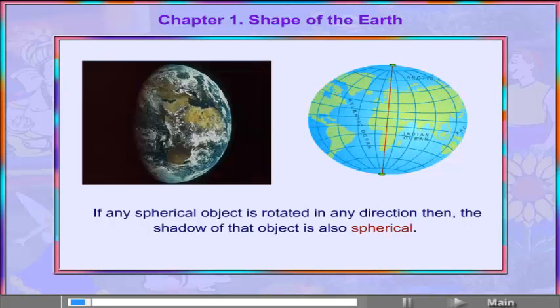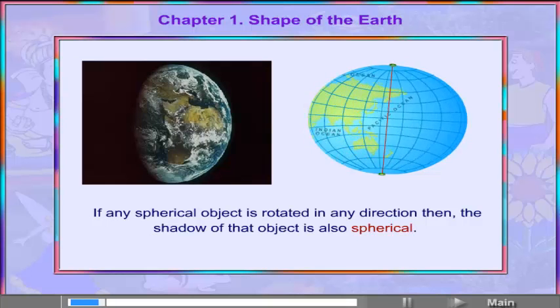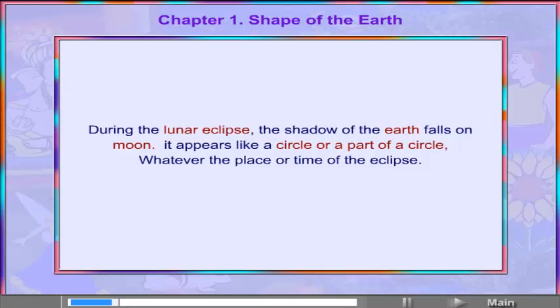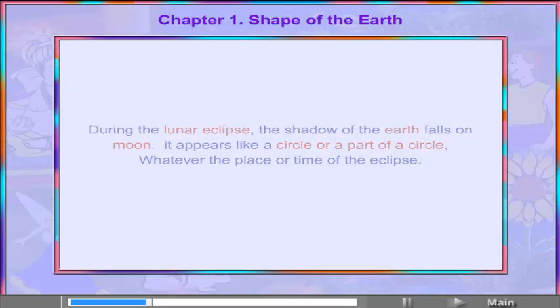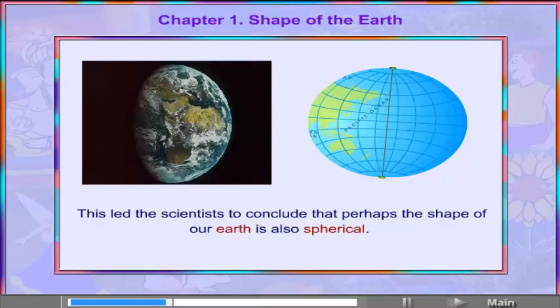Chapter 1. Shape of the Earth. If any spherical object is rotated in any direction, then the shadow of that object is also spherical. During the lunar eclipse, the shadow of the Earth falls on the Moon. It appears like a circle or a part of a circle, whatever the place or time of the eclipse. This led the scientists to conclude that perhaps the shape of our Earth is also spherical.